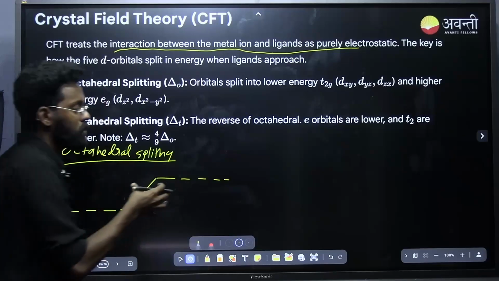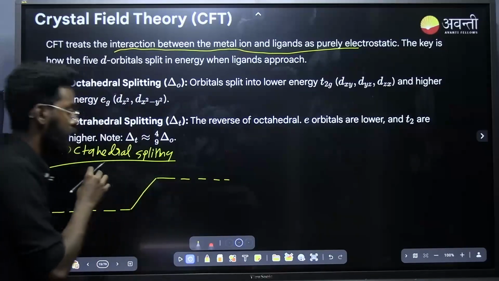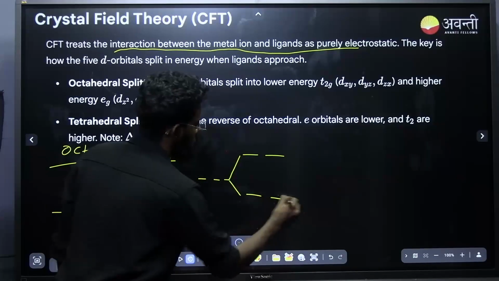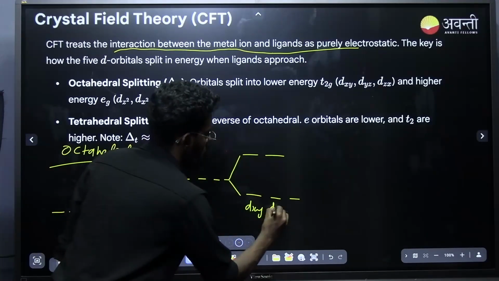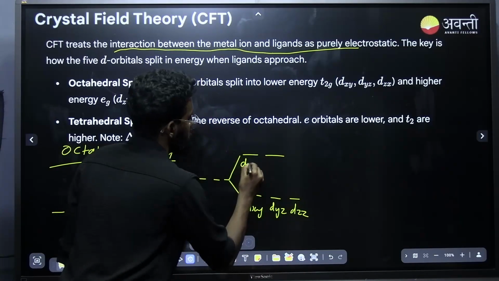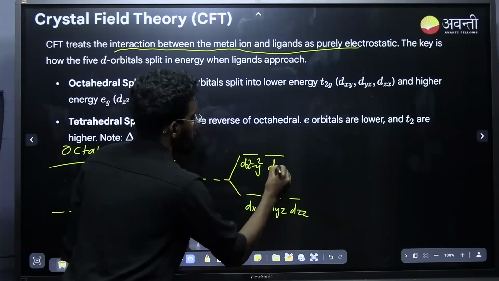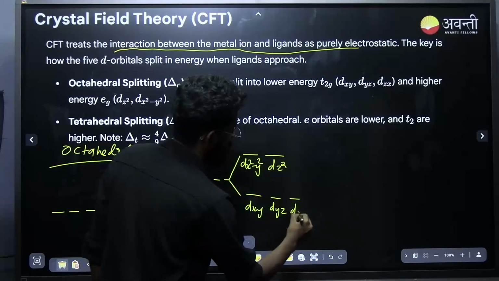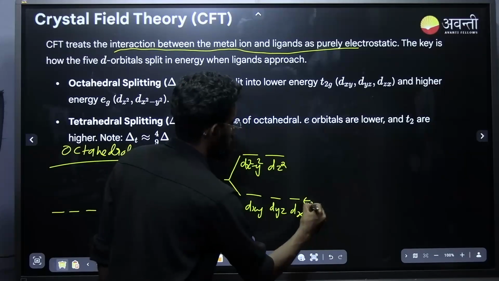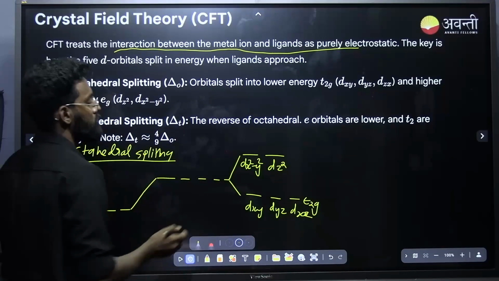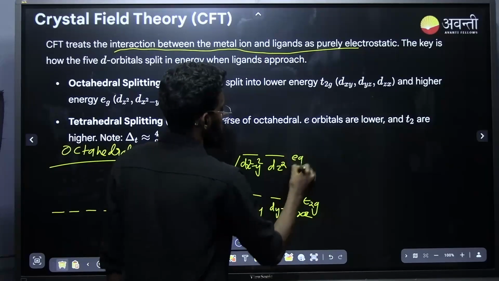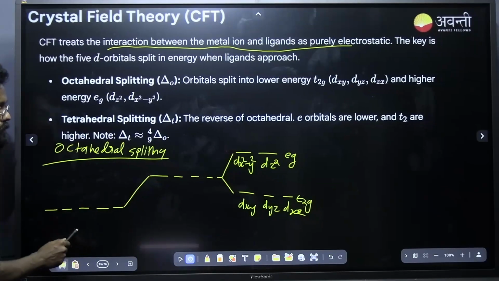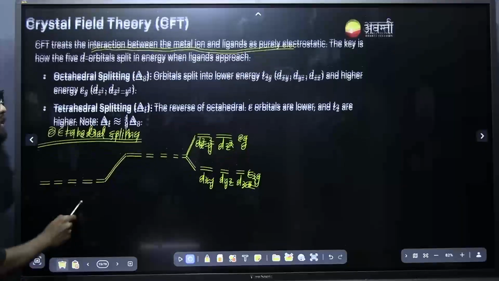And after this, what is going to happen? When the ligand comes a little closer, the d orbitals will start splitting into two sets. This is dxy, dyz and dxz. This is dx square minus y square, and this is dz square. The dxy, dyz, dxz together are called the T2g orbitals, and dx square minus y square and dz square together are called the Eg orbitals. The g term represents the symmetry, that is gerade. Okay, got it? This is how the octahedral splitting takes place.